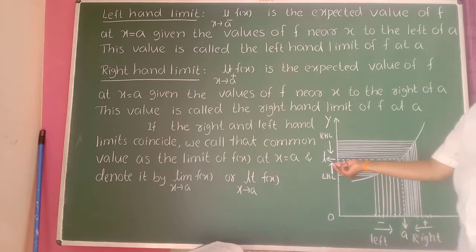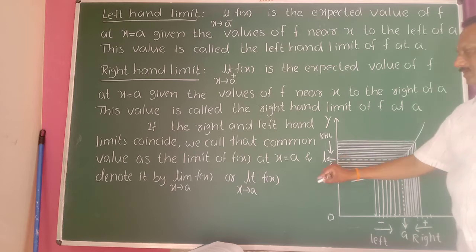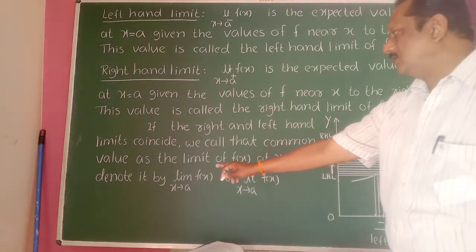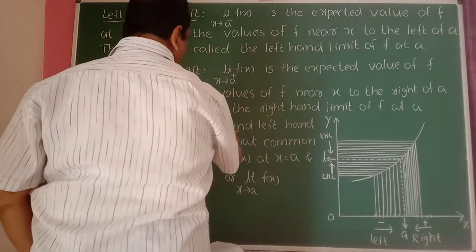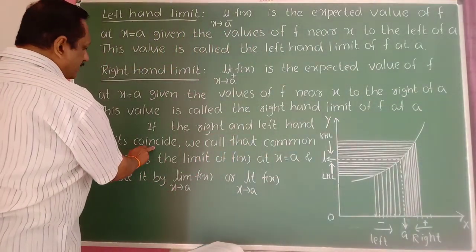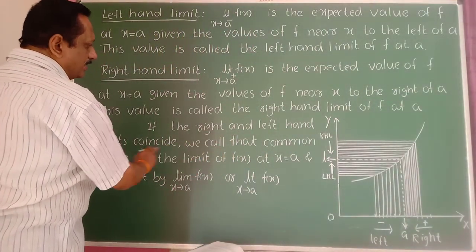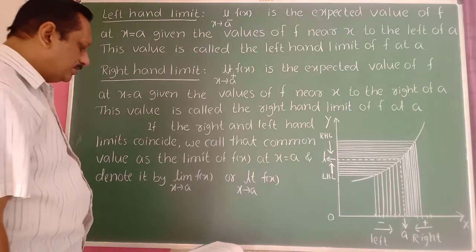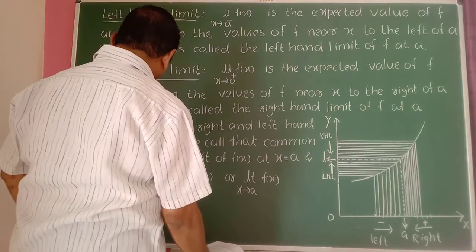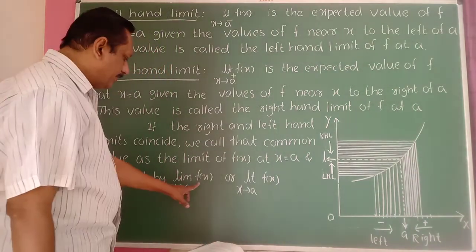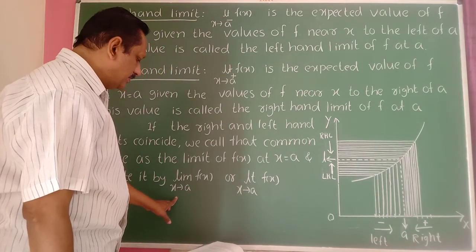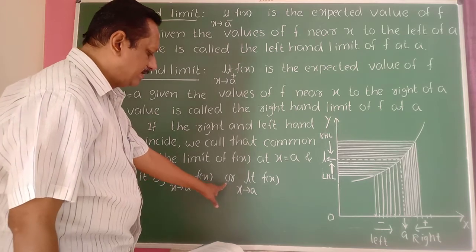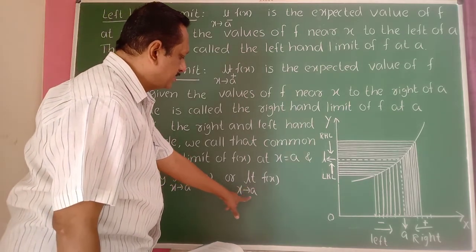If the left hand limit and right hand limit are both equal, then we can say the limit exists, and the value of the limit is L. Therefore, if the right hand limit and the left hand limit coincide, we call that common value the limit of f of x at x equal to A, and denote it by limit f of x as x tending to A.